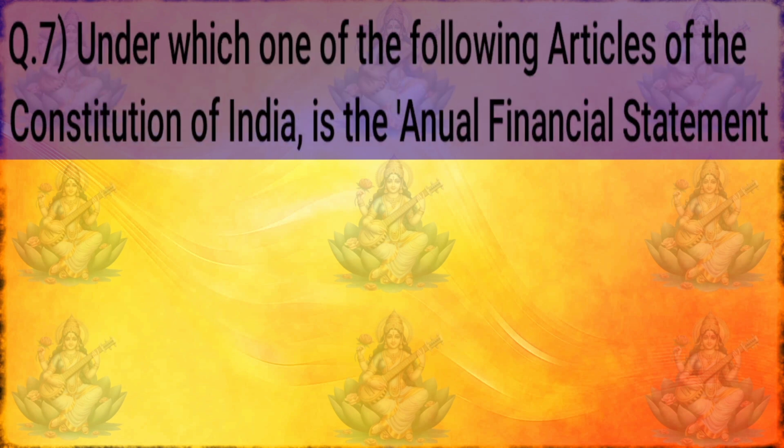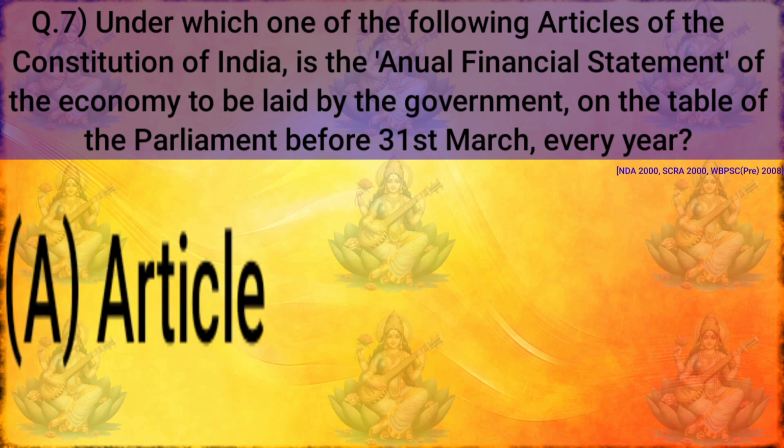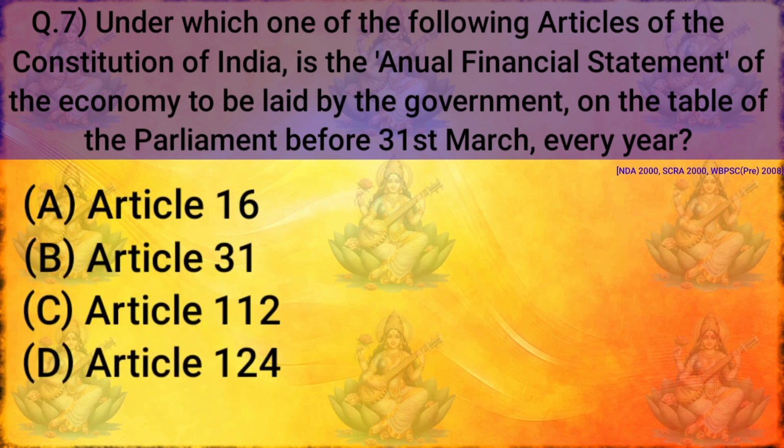The next question is, under which of the following articles of the Constitution of India is the annual financial statement of the economy to be laid by the government on the table of the Parliament before 31st March every year? The given options are A. Article 16, B. Article 31, C. Article 112, or D. Article 124. This question is also very important, friends. Annual financial statement every year. The correct answer is option C, Article 112.